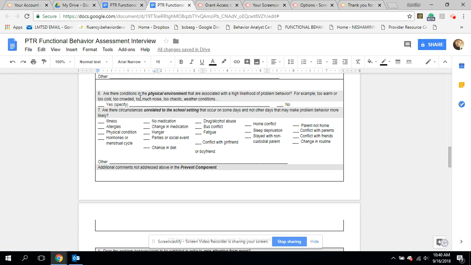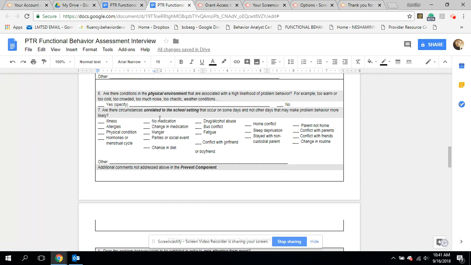Number 6, are there conditions in the physical environment that are associated with high likelihood of problem behavior? For example, too warm, too cold, too crowded, too much noise, etc. If you mark yes, then down here, list them. When the weather's turning cold, they get allergies, or if there's a lot of noise in the classroom, it's more in structured time. List whatever you can here, or just mark no, or leave it blank if you don't know.